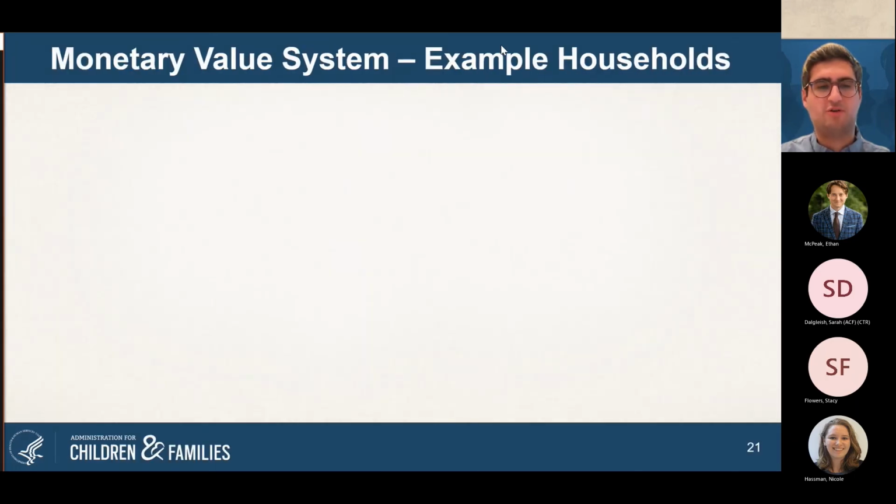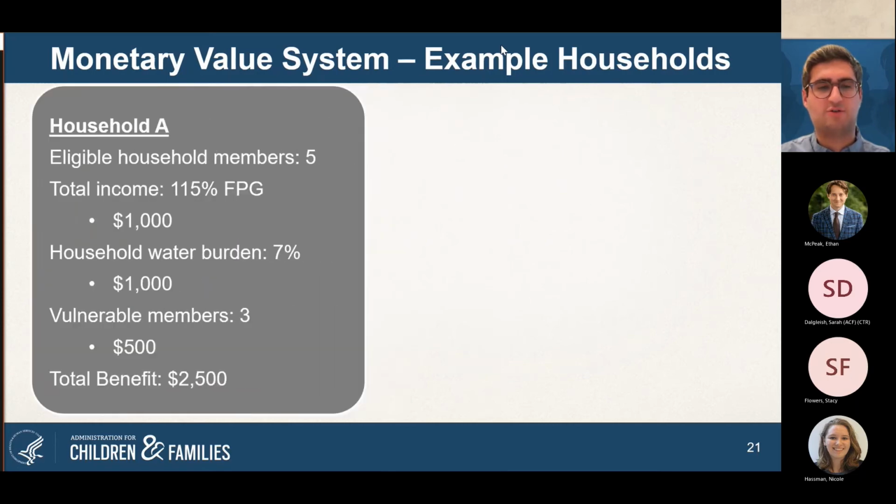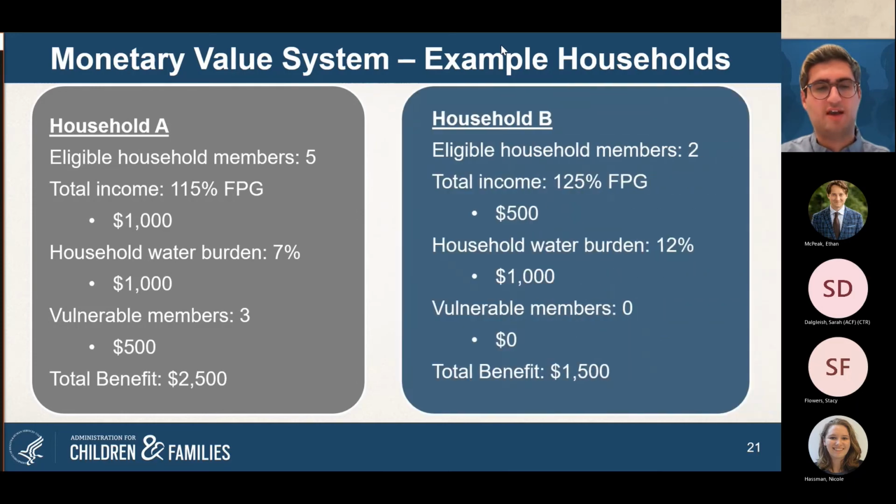Now we'll review 2 household examples using the example matrix. Household A has 5 eligible household members, a total income of 115% of the federal poverty guideline, and a 7% household water burden. There are 3 vulnerable members. Added together, there's a $2,500 benefit. Household B has 2 eligible household members, a total income of 125% of the federal poverty guideline, and a 12% household water burden. There are 0 vulnerable members. Added together, there is a $1,500 benefit.